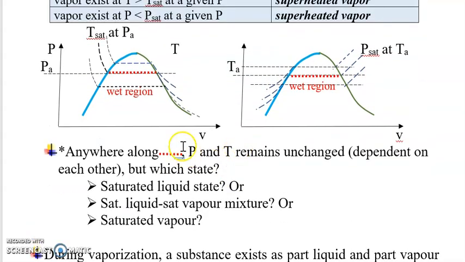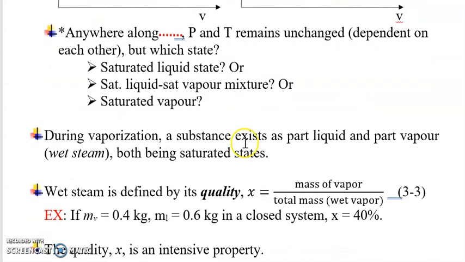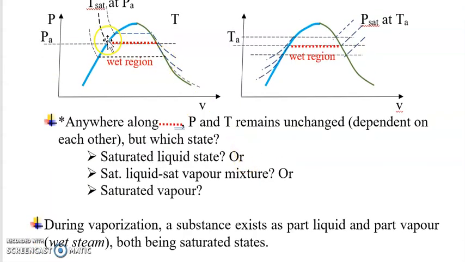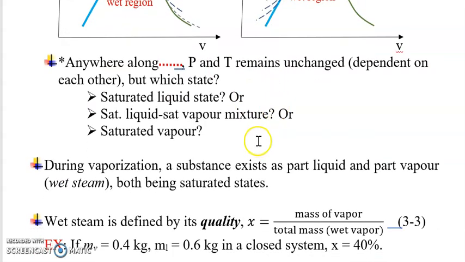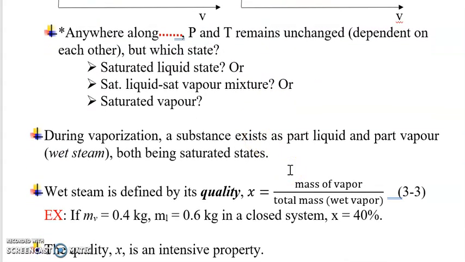Anywhere along the red dotted lines, P and T remain unchanged. So your state could be either saturated liquid, saturated liquid-vapor mixture, or saturated vapor. So you need a third property. Now during vaporization, along this red dotted line, a substance exists as part liquid and part vapor. We call it wet steam, both being saturated states.